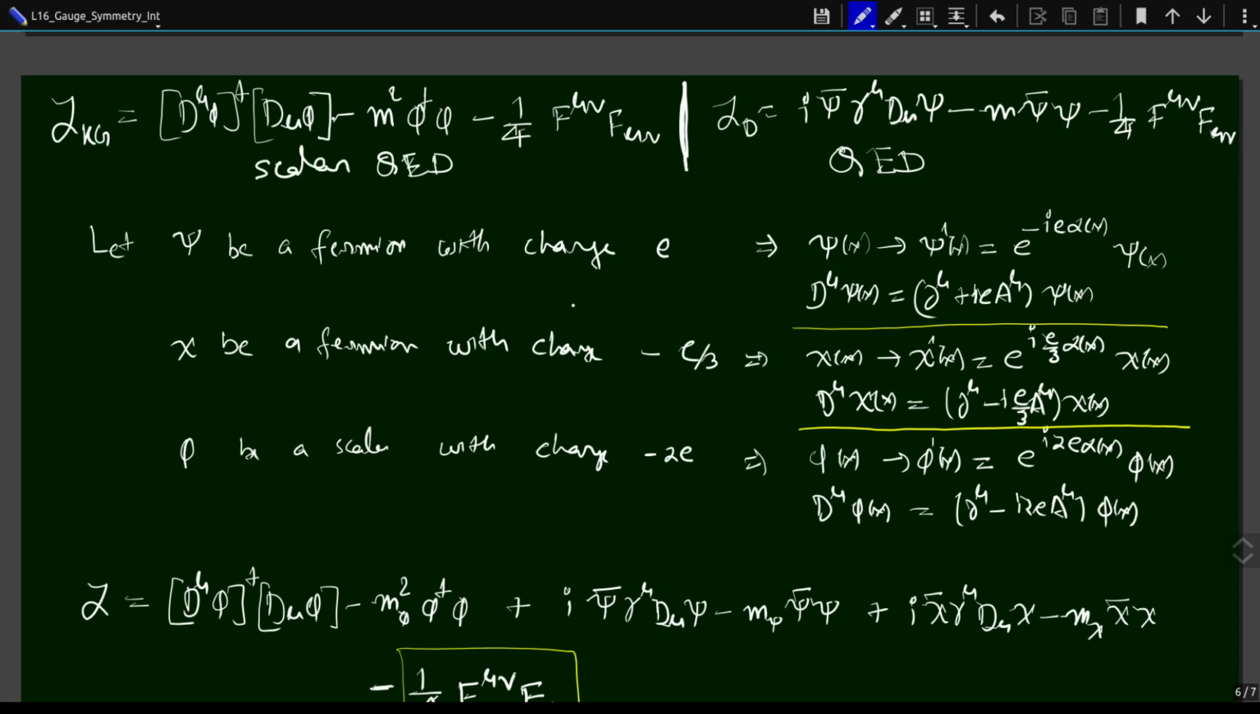As we discussed earlier, the behavior of d mu depends upon what particle it's acting on. So let psi be a fermion with a charge E. That means the psi field transforms as psi of x goes to psi prime of x equal to exponential i E alpha of x times psi of x. So this is what defines that it is a field with charge plus E.